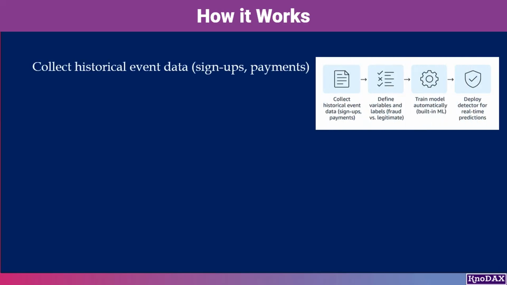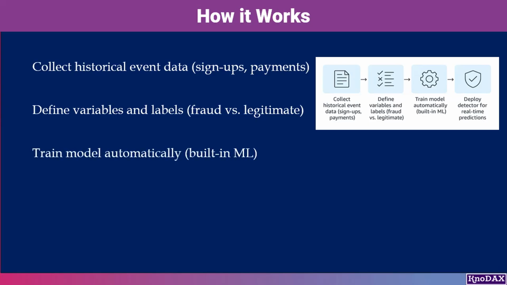The workflow begins by providing Amazon Fraud Detector with your historical event data. This could be records of signups, transactions, or logins. You define feature variables and labels. For example, you label past cases as fraudulent or legitimate. Fraud Detector uses this to train an ML model automatically. Once trained, you deploy a detector, which evaluates each incoming event in real time and assigns a fraud score.